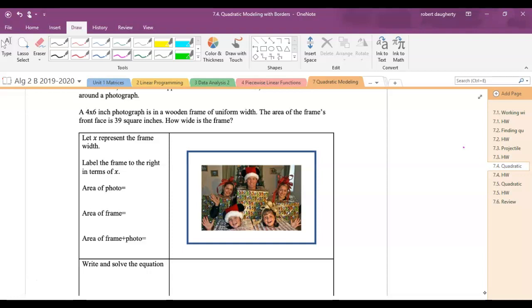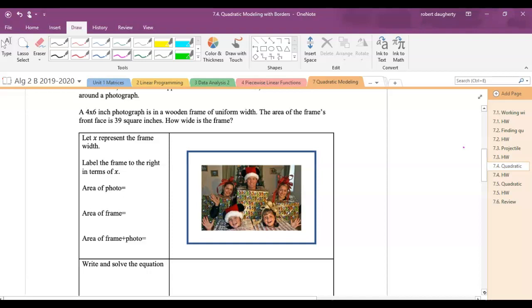So we have a 4x6 photo that is in a wooden frame of uniform width. The area of the frame's front face is 39 square inches. How wide is the frame? So these problems are going to set up pretty similarly. You want to draw a picture. This one's nice and already drawn for you. You've got a picture and you have a frame around the picture. We want to let X be the width of the frame.